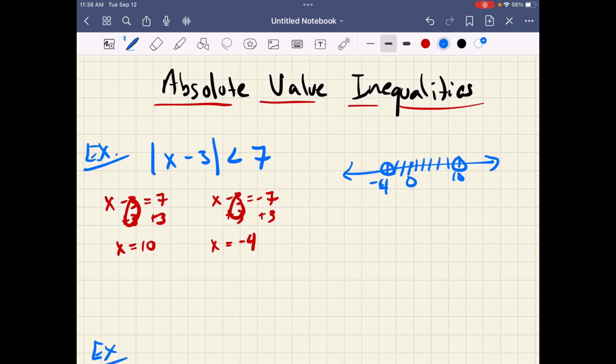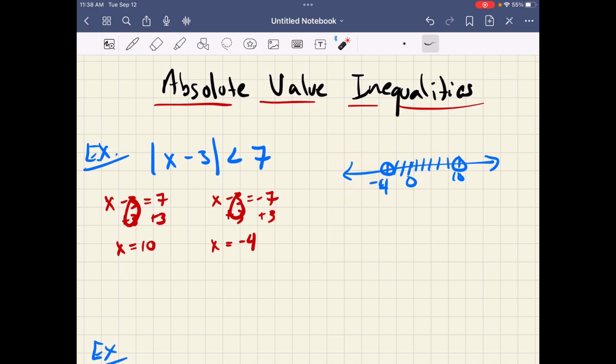All right. And then the last one, I was going to choose a point outside of here, so I'm going to choose negative 5. Let's plug that in. So I have absolute value of negative 5 minus 3, less than 7. Negative 5 minus 3 is negative 8. So I have the absolute value of negative 8 is less than 7. Well, the absolute value of negative 8 is 8, so 8 is not less than 7. That is not a true statement. So therefore, I do not want to include points on this side of the negative 4.